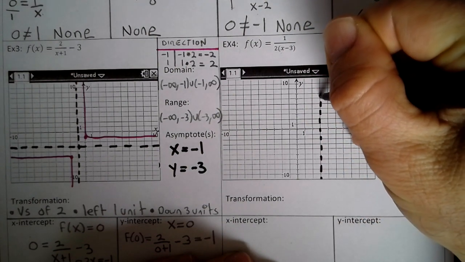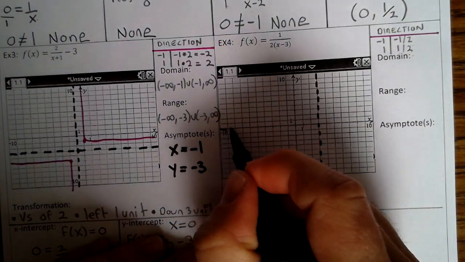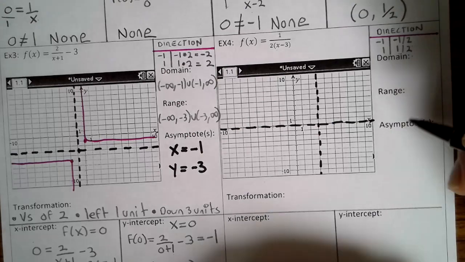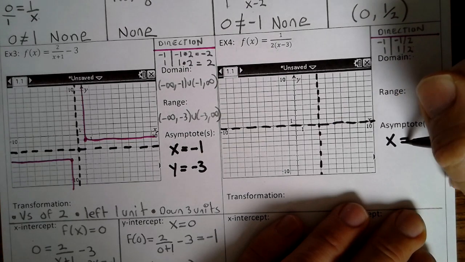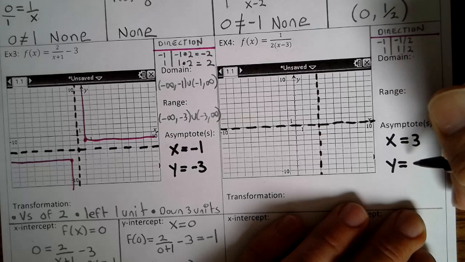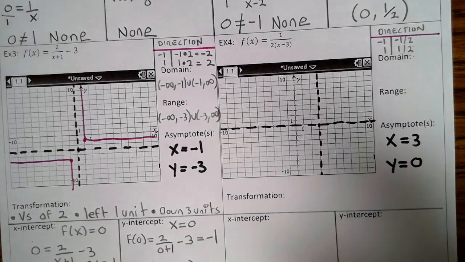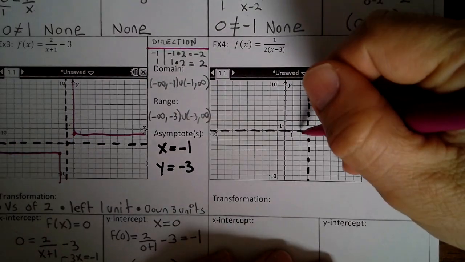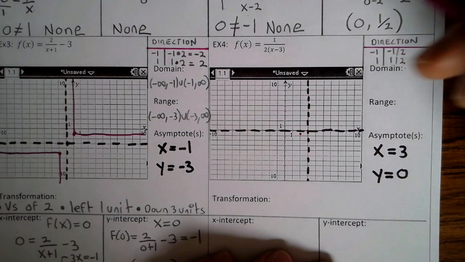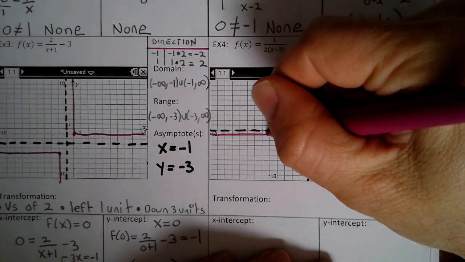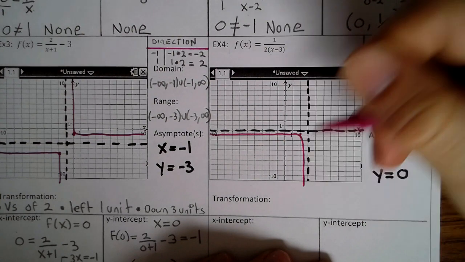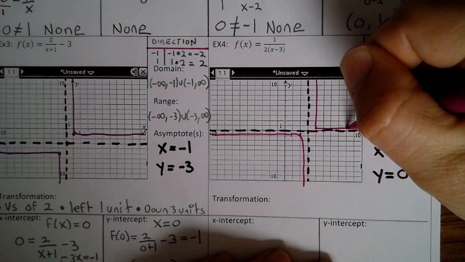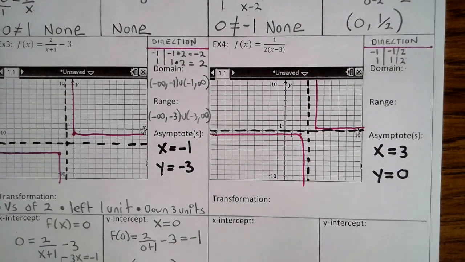So our asymptotes are x equals 3, y equals 0. So from here we go left 1, down 1/2, which is about right there. And then we go right 1, up 1/2, so we're here. All right, our transformations are vertical compression of 1/2 and right 3 units.